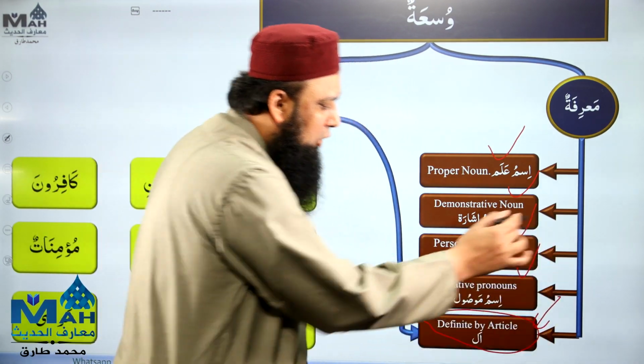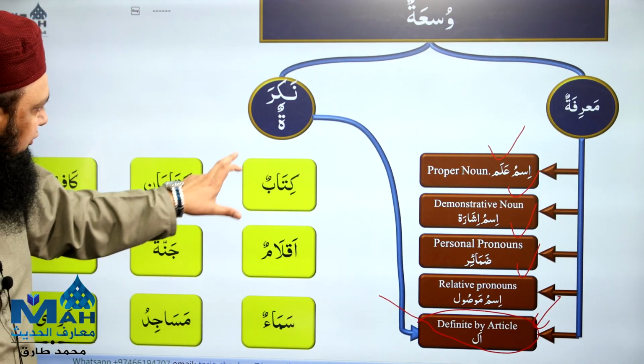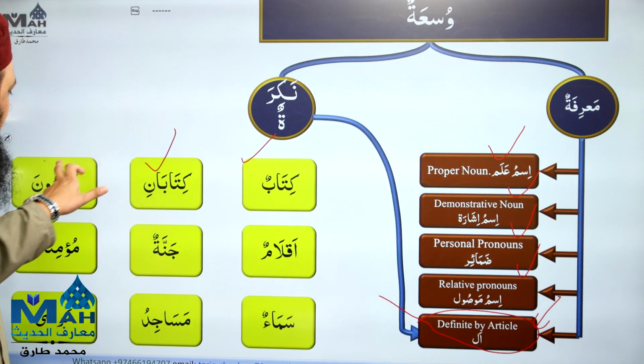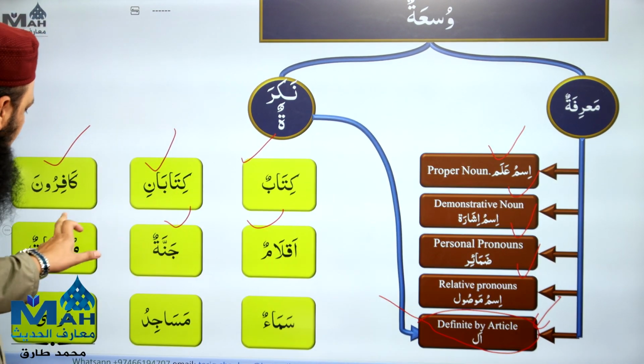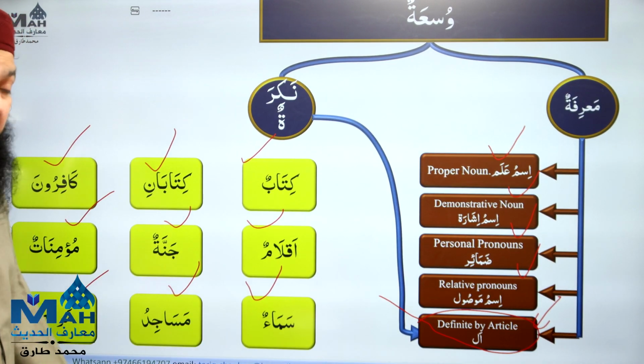And the fifth thing, now we will make it. In front of you, you have a few nouns. Kitabun, kitabani, kafiruna, aqlamun, jannatun, mu'minatun, samaun, masajidu, marda. You have these 9 nouns.